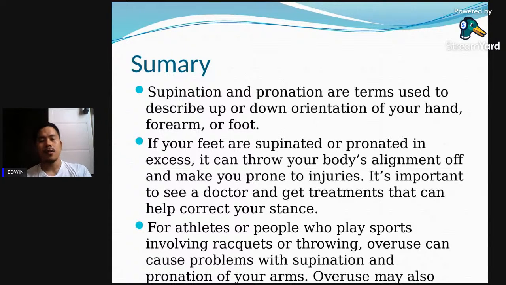For athletes or people who play sports involving rackets or throwing, overuse can cause problems with supination and pronation of your arms. Overuse may also.